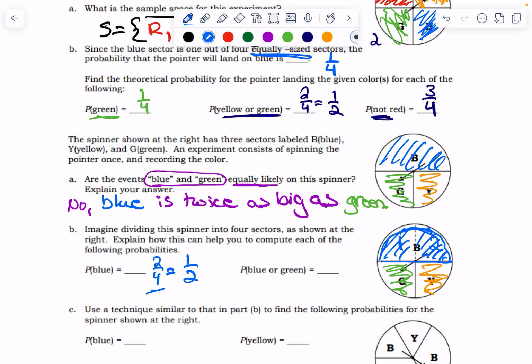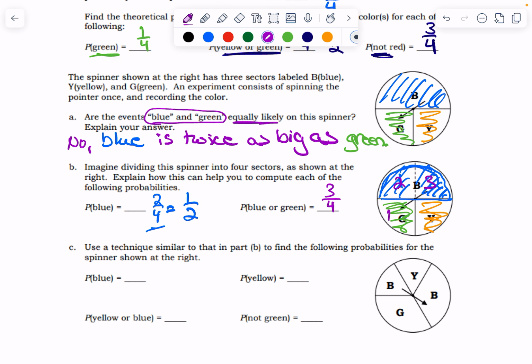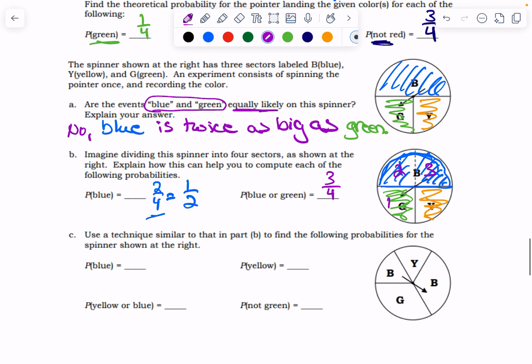Okay, next one is blue or green. So 1, 2, and 3. We have 3 same sized and 4 out of all. Again, we need to count how many same sized we've got in order to tell the probability correctly.